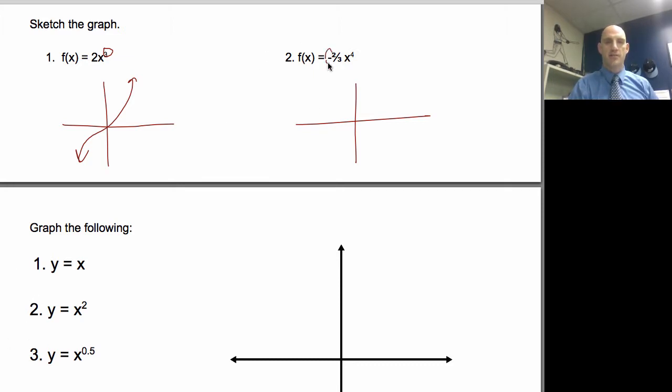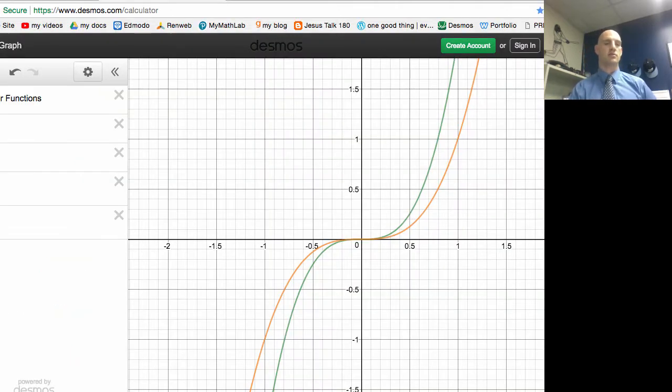I suspect it's going to be a flipped version of an x to the 4th. So let's just guess. If this is where an x to the 4th would be, right? Because we kind of looked at that up top. And if it's going to be 2/3 stretched, it's going to be a little bit wider. And if it's negative, it's going to be flipped over. So I'm suspecting that this is going to be a downward opening parabola that's wider than the x squared function. Let's try it.